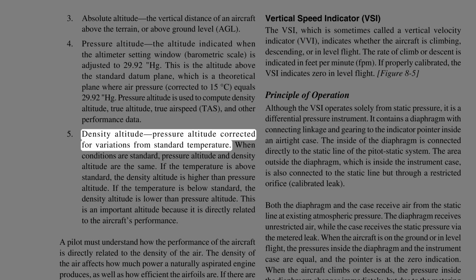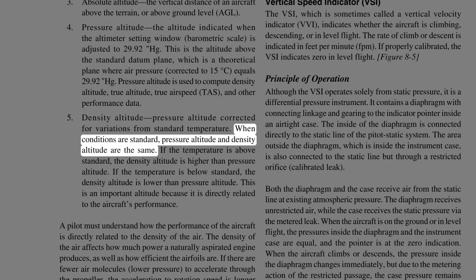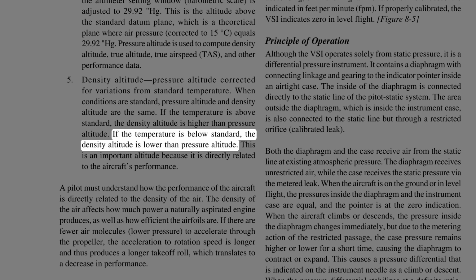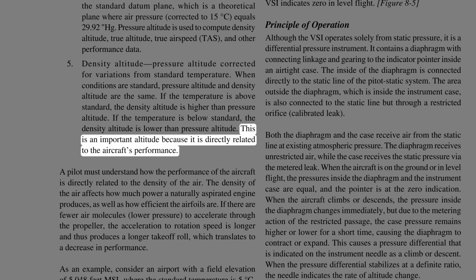Density altitude, pressure altitude corrected for variations from standard temperature. When conditions are standard, pressure altitude and density altitude are the same. If the temperature is above standard, the density altitude is higher than pressure altitude. If the temperature is below standard, the density altitude is lower than pressure altitude. This is an important altitude because it is directly related to the aircraft's performance.